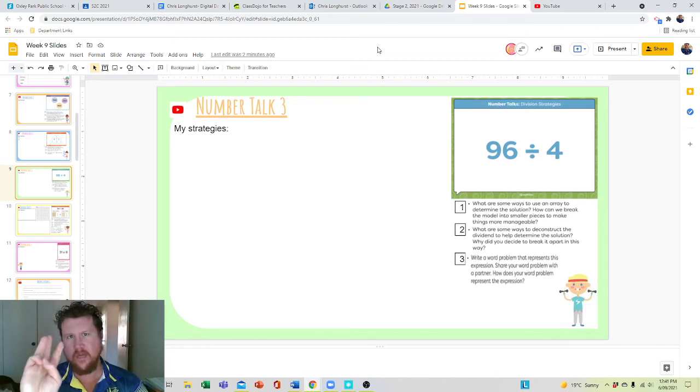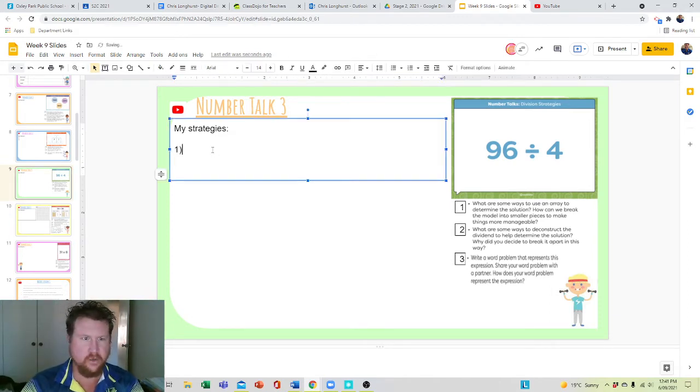Number talk 3. Another 3 questions. Every single one of these number talks has 3 questions. So you have to remember, you've got to do this.